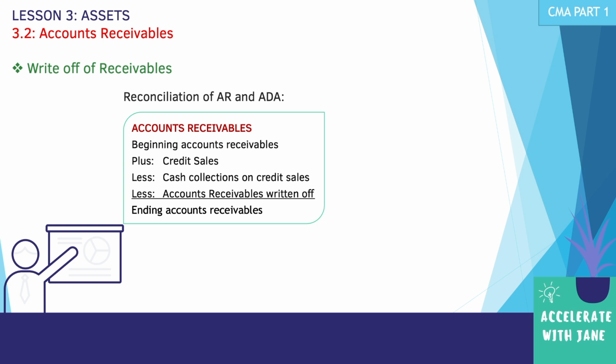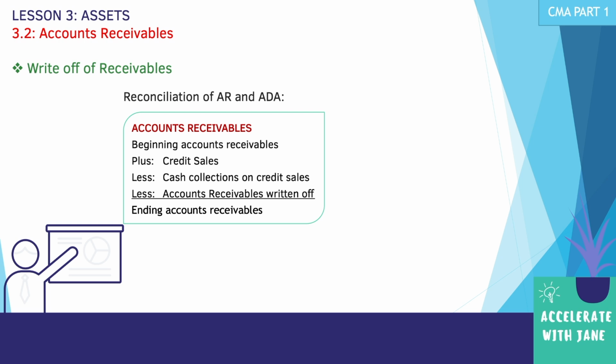Typically, sales can be divided into two: cash sales, meaning sales wherein customers have paid cash, and credit sales, wherein customers have not paid in cash. So we simply add here the credit sales. And then we deduct the cash collections on credit sales. We don't deduct the cash collections from cash sales because in the first place, we have not added the related receivable on this. We only deduct the cash collections related to the credit sales. It's very important, otherwise you'll be wrong in the computation.